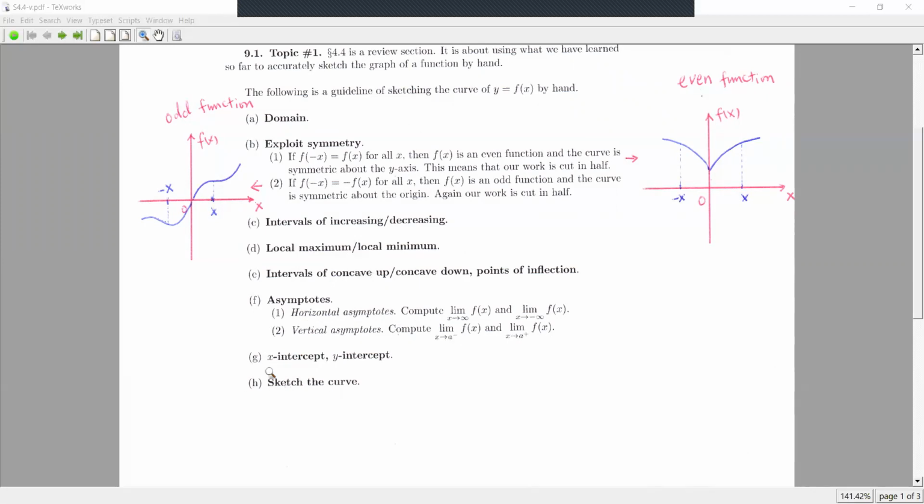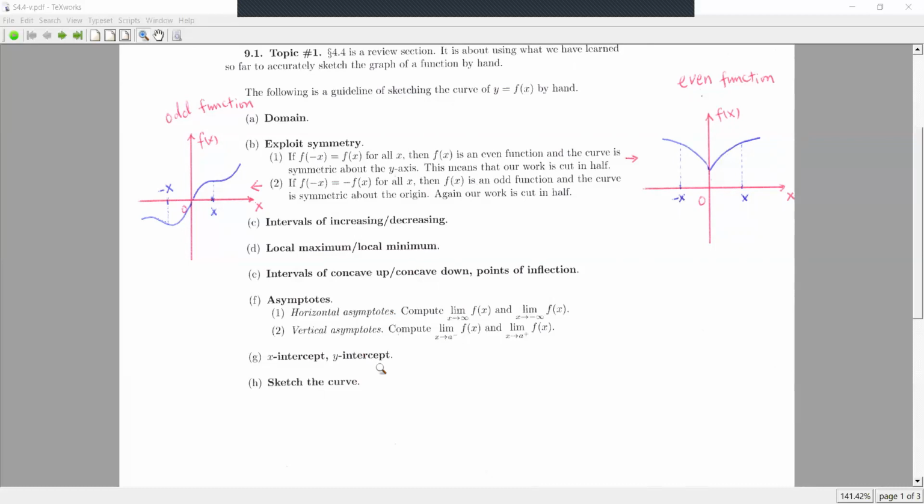Step 7, determine x-intercept, y-intercept. That means determine where the graph of the function crosses the x-axis and y-axis. To find x-intercept, set y to 0 and solve the equation f of x equals 0. Solve this equation for x. Then the x is the x-intercept.